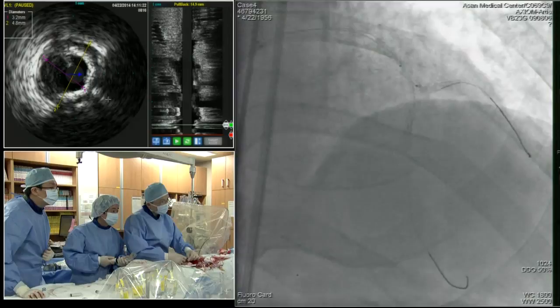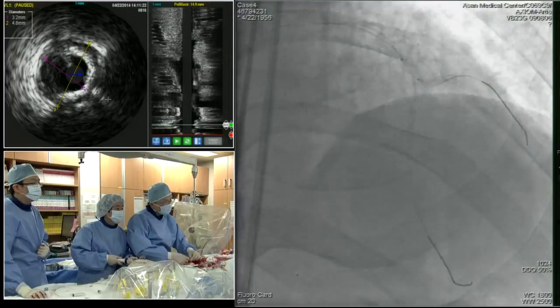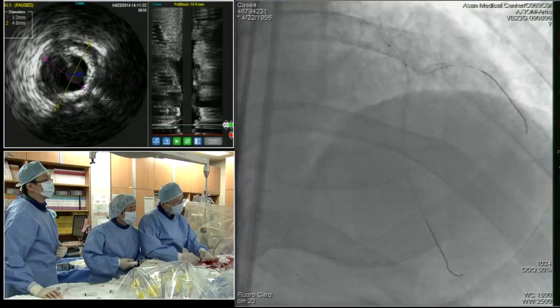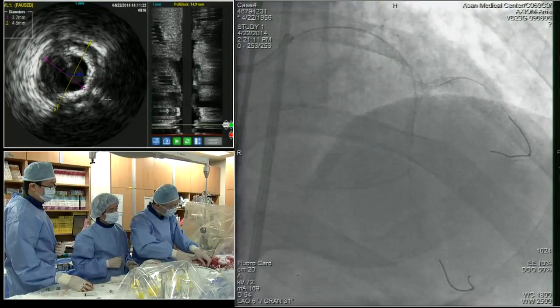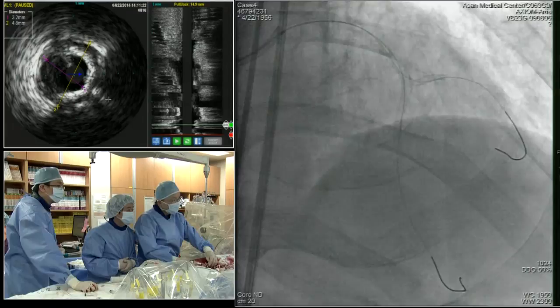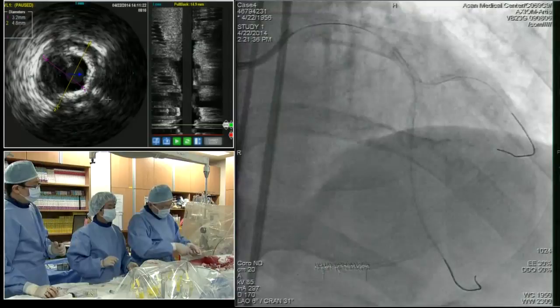Okay, inflate 12. Okay, deflate. So I think it's better to stop diagonal. Of course, I can try balloon if you want. But I think the result is the same. Okay, so I put the stent at the proximal LAD and finish this procedure.